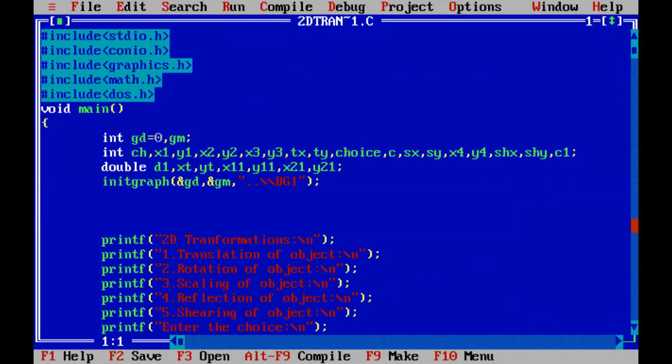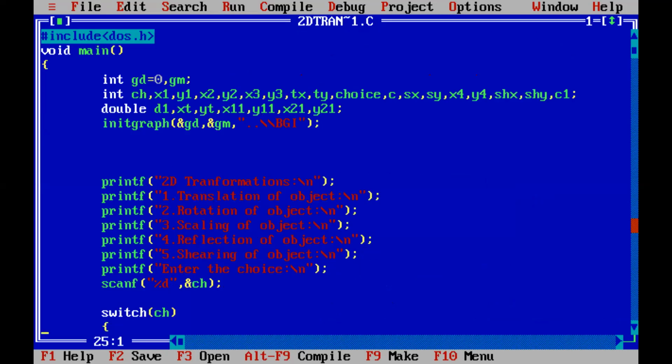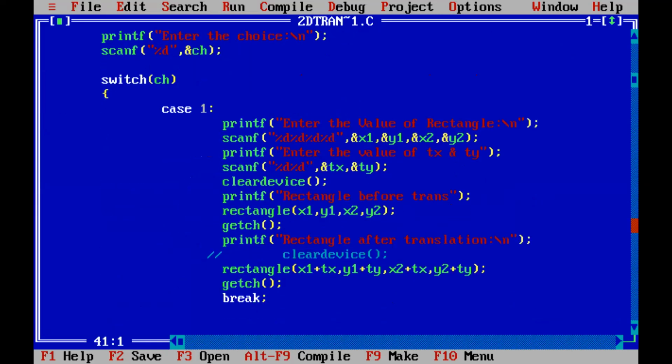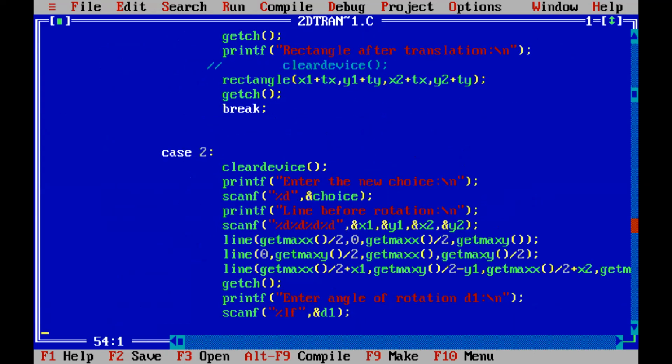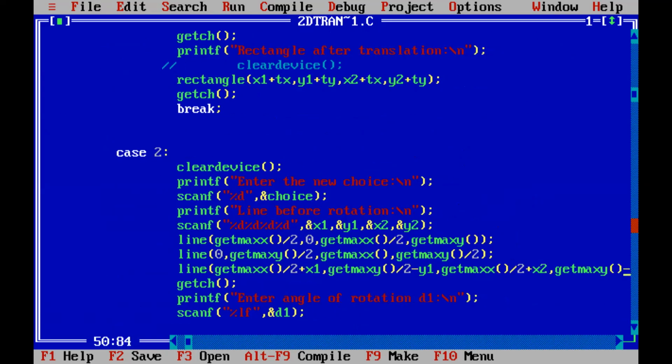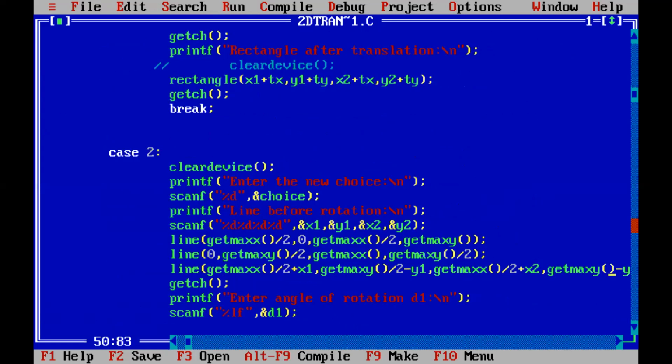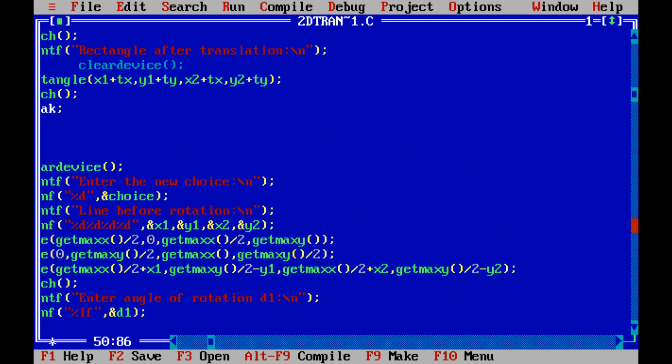Let me check. Something is a mistake in the program. The horizontal and vertical lines are okay. The original line is get max x by 2 plus x, get max y by 2 minus y, get max x by 2 plus x, and get max y by 2 minus y2. Okay.